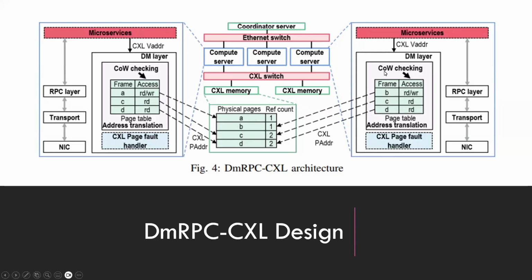Every microservice has a DMware, where it has a page fault handler and address translator inside itself. Frames could be referenced several times. So in CXL memory, it looks like that: you have all pages and a reference count for how many microservices are looking at this physical page.